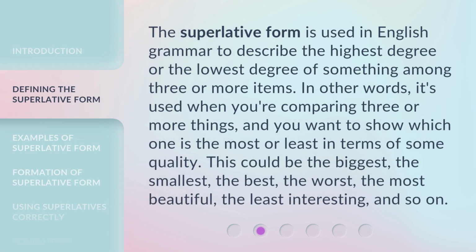The superlative form is used in English grammar to describe the highest degree or the lowest degree of something among three or more items. In other words, it's used when you're comparing three or more things, and you want to show which one is the most or least in terms of some quality. This could be the biggest, the smallest, the best, the worst, the most beautiful, the least interesting, and so on.